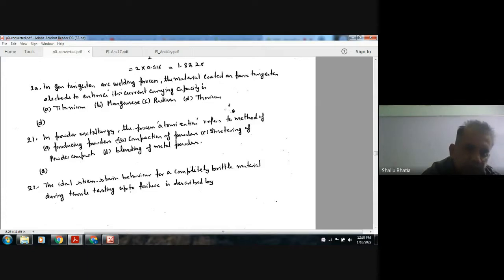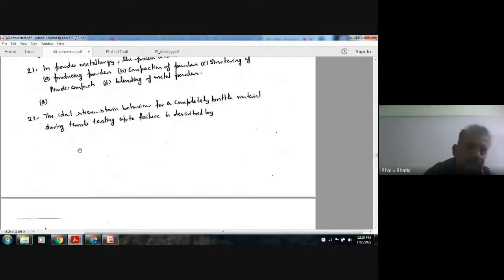In powder metallurgy, the process of conversion refers to the method of producing powder, compaction of powder, sintering of the powder compact, or blending of powder. So the answer is yes. This was also asked in 2019 and 20. Atomization is a powder producing process. So the answer is yes.